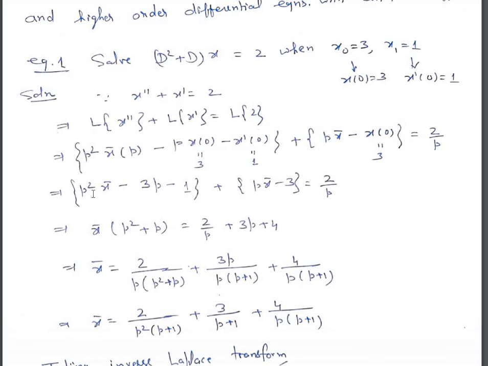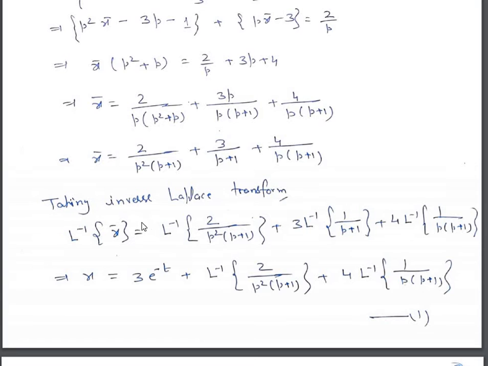So we take x̄ common from these two terms. So we have x̄ into (p² plus p) is equal to 2 upon p plus 3p plus 4. Therefore x̄ is equal to 2 upon p into (p² plus p) plus 3p upon (p² plus p), which can be written as p into (p plus 1), plus 4 upon p into (p plus 1). So therefore x̄ is equal to, we take p common from here, 2 upon p² into (p plus 1) plus 3 upon (p plus 1), p gets cancelled, plus 4 upon p into (p plus 1).